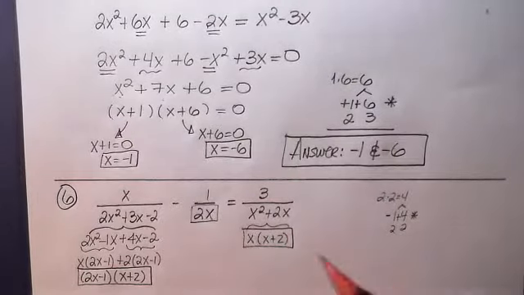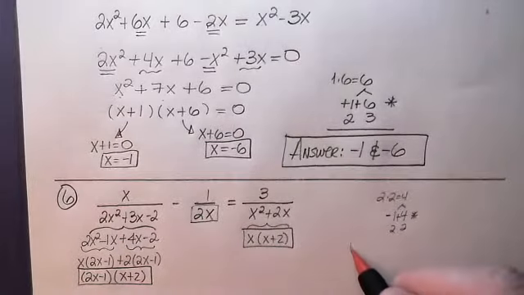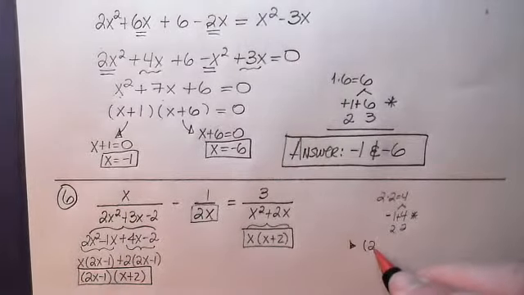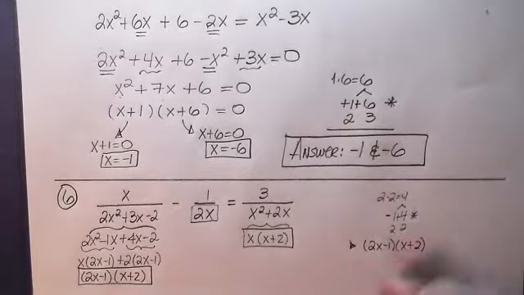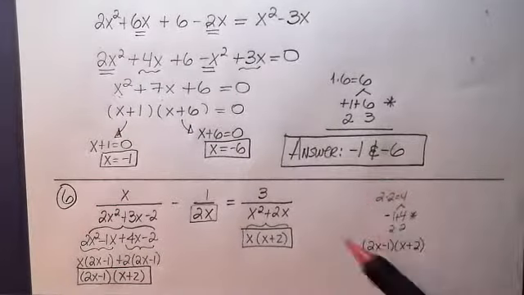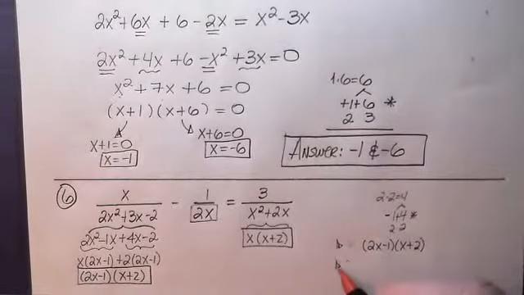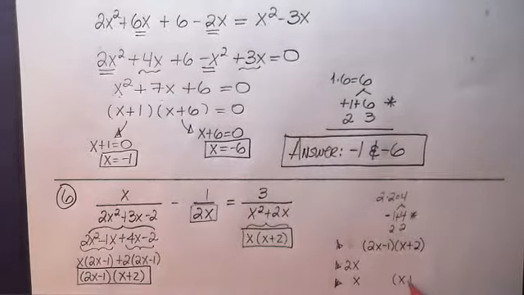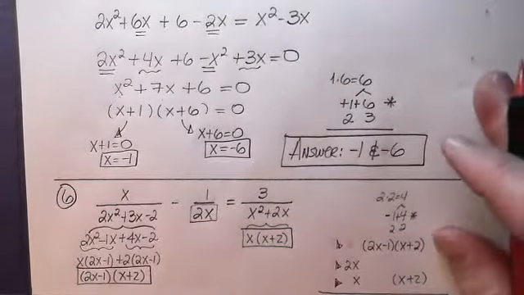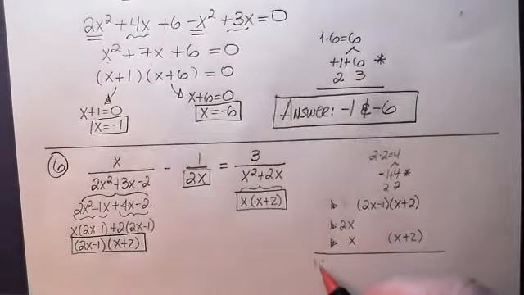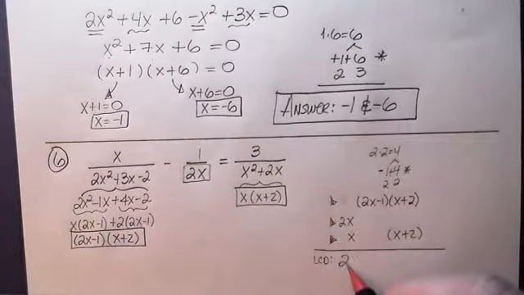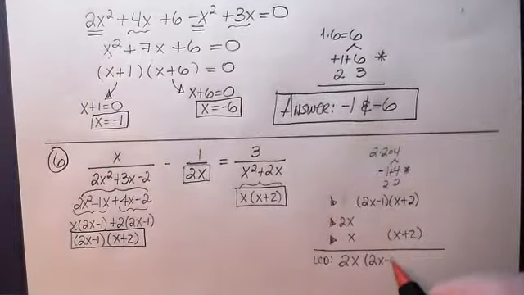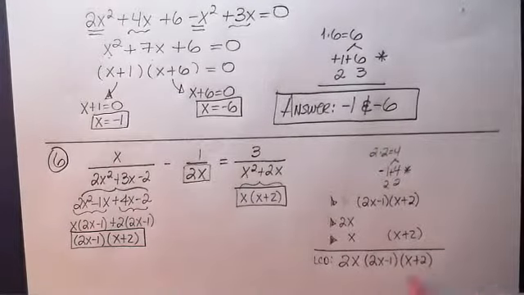Alright, very well. Now let's find our denominator. My first denominator is 2x minus 1, x plus 2. My second denominator is going to be 2x. My third denominator is going to be x and x plus 2. Now, my LCD will be 2x minus 1, x plus 2. So that's my LCD.